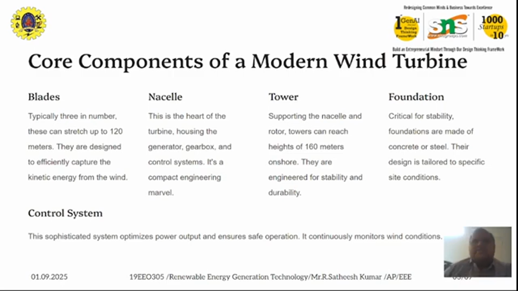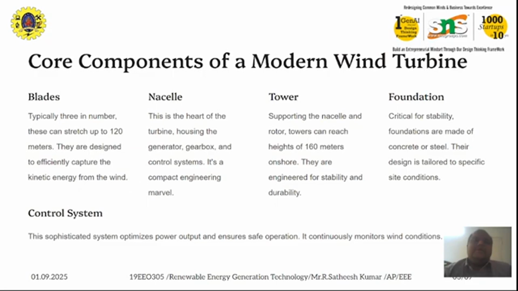These are all designed to efficiently capture the kinetic energy from the wind. They have very good aerodynamic features and are light in weight. So the blades are responsible for capturing the kinetic energy from the wind. Then the second one is the nacelle. This is the heart of a wind turbine, a box-like structure which houses the generator, gearbox, and control system.